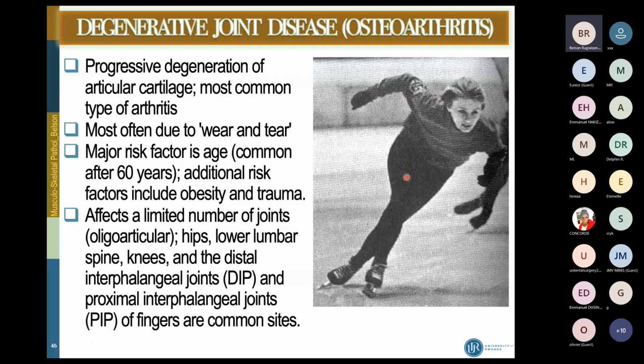So major risk factor is age. Additional risks include obesity and trauma. Affects a limited number of joints. So it doesn't affect many joints at the same time. So it is an oligoarticular disease. Hip, lower lumbar spine, knees, and the distal interphalangeal joints, and the proximal interphalangeal joints of fingers. So these are the most common sites. So it depends, of course, on where you have been traumatized or where you have been using too much.